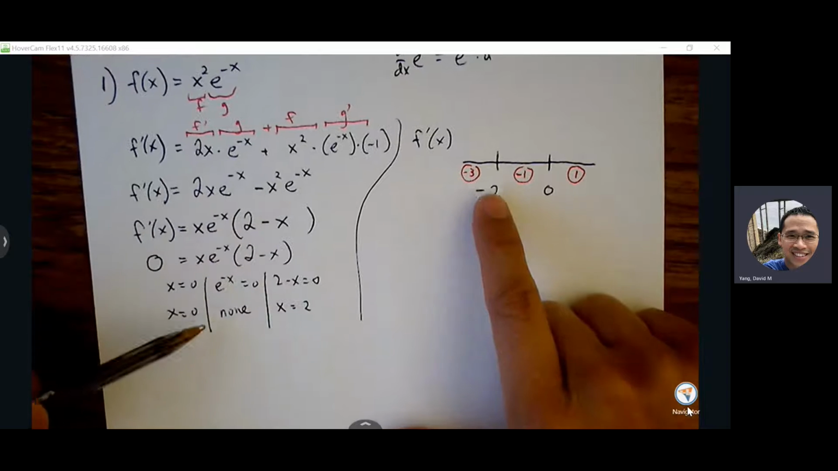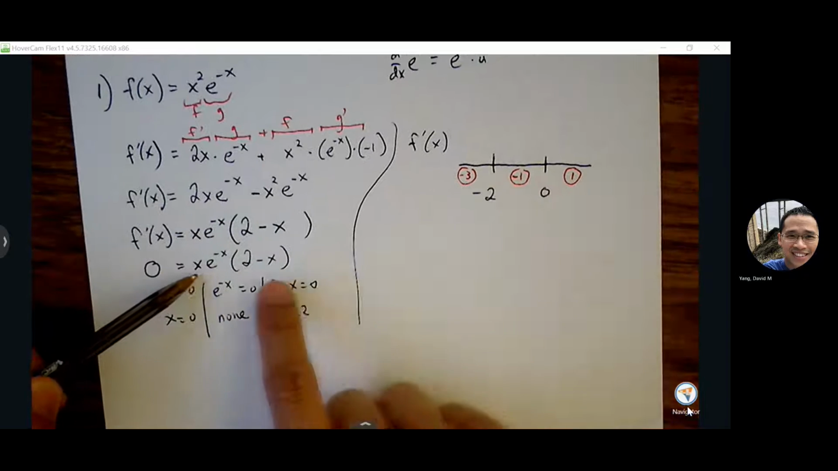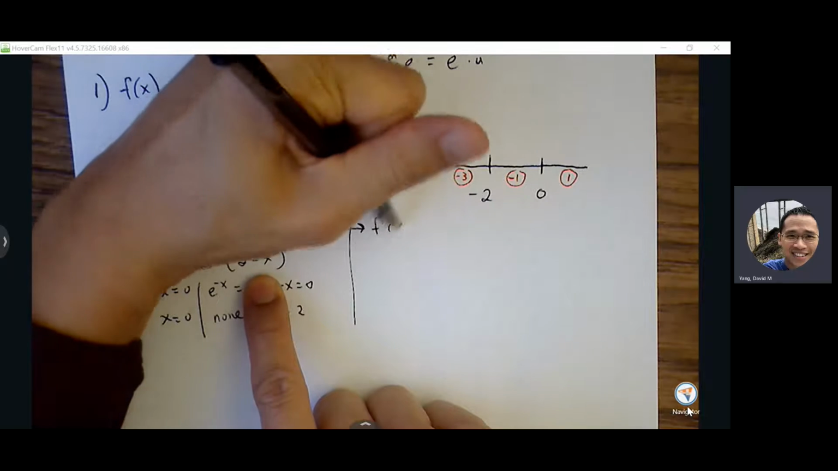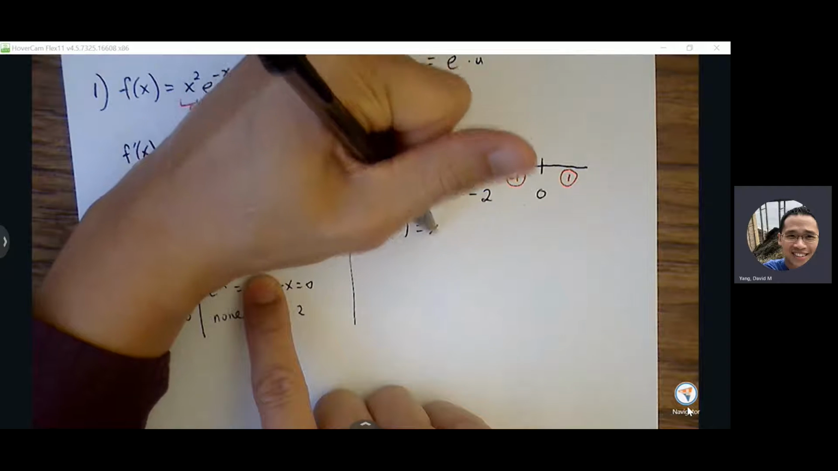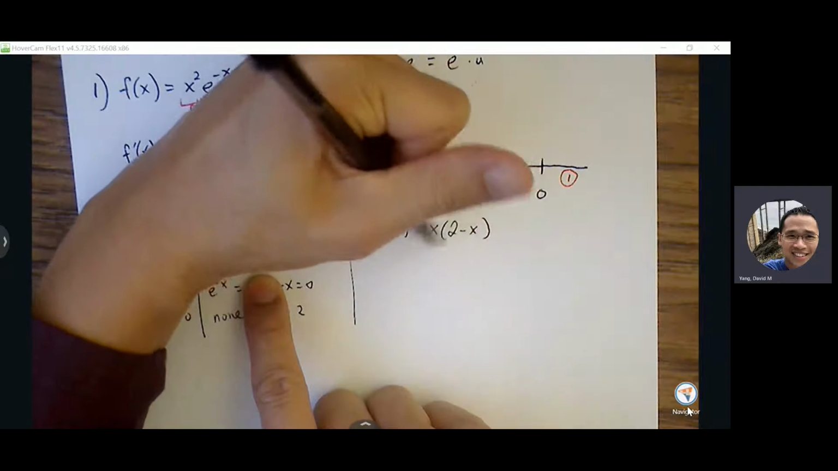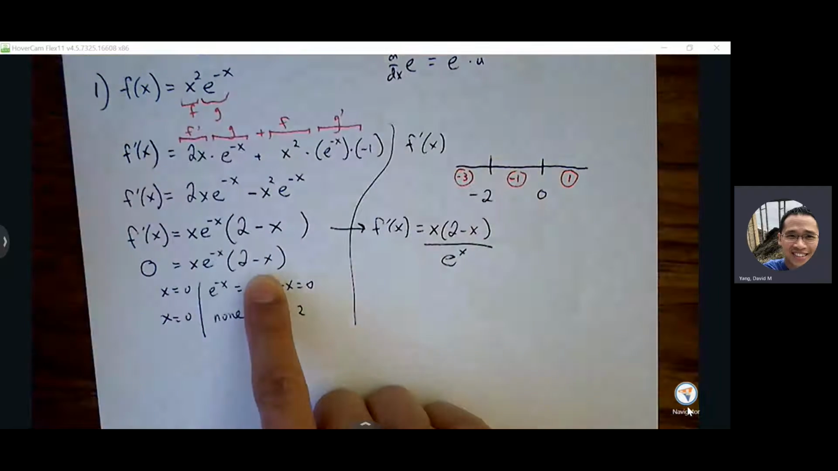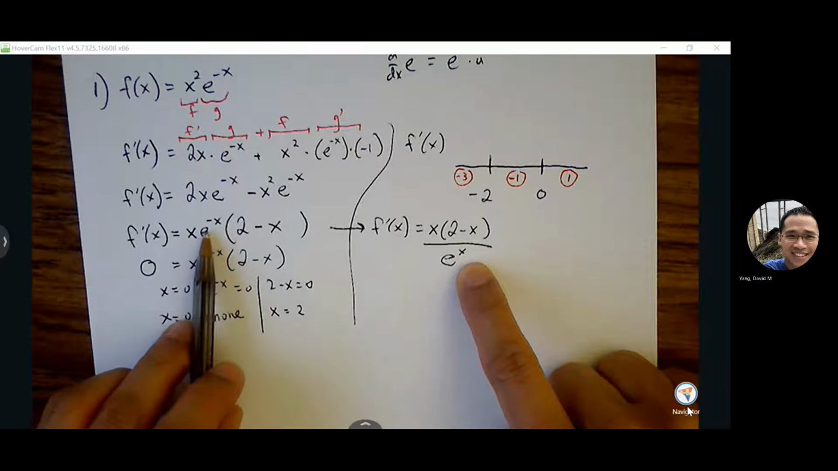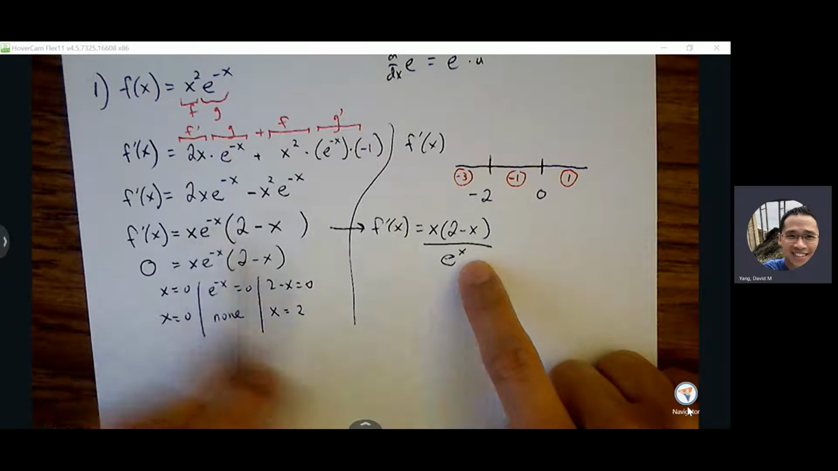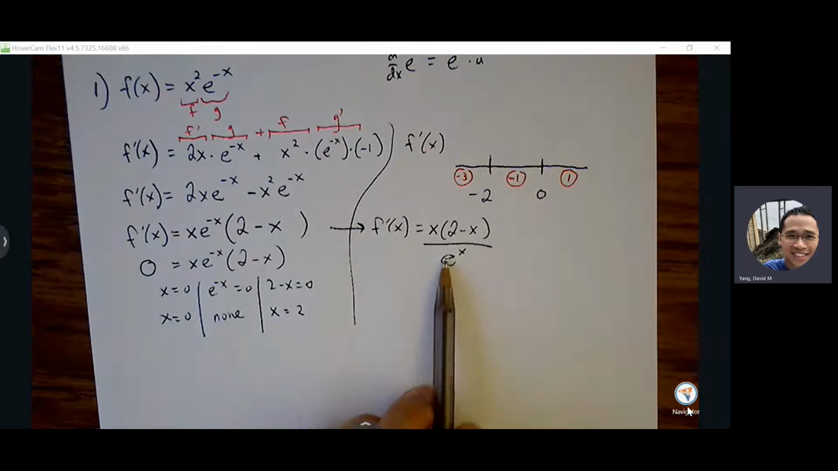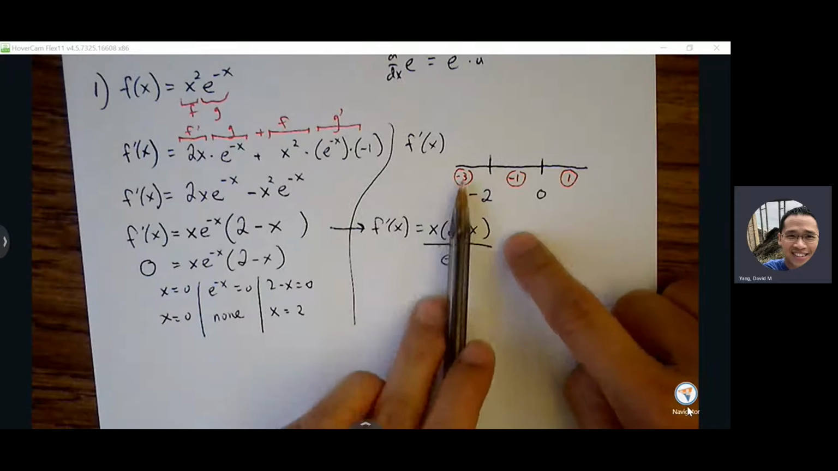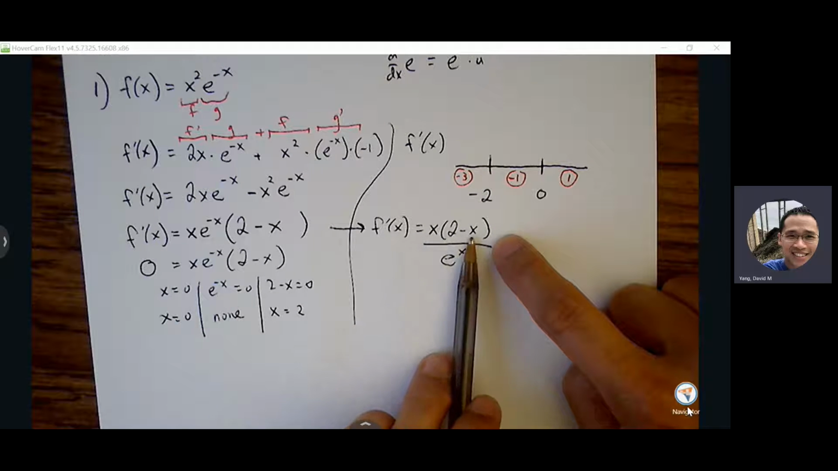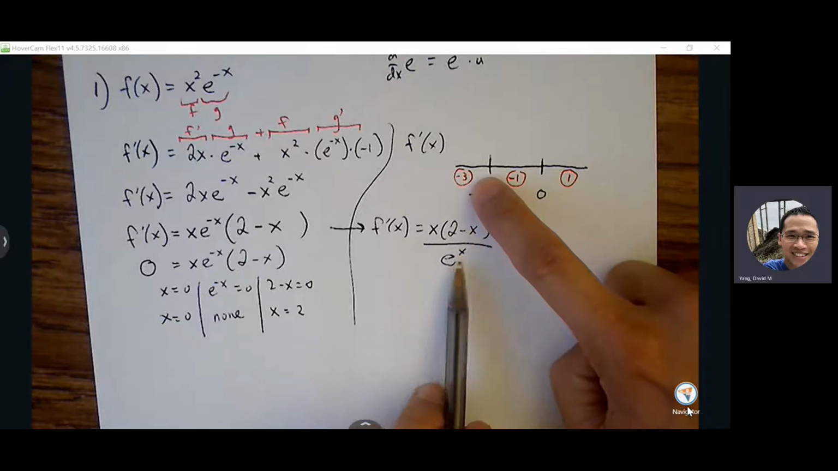Well, we can maybe think of it a different way here. Maybe you want to think of f prime as x times 2 minus x over e to the x. It makes it a little bit easier to work with. Push that e to the negative x down to the denominator. So now we're going to test each value. So -3 goes in for x. We get negative times negative, which is positive, over e to the -3.